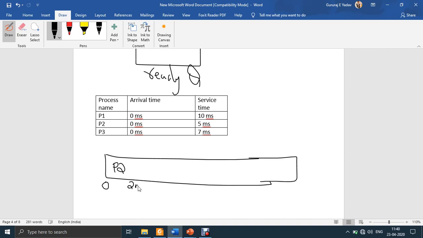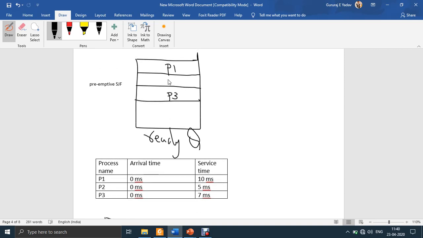So at 2 milliseconds, a new process is entering the ready queue. Which is that process? P4. So P4 is entering the ready queue at 2 milliseconds. That is, after the start of execution, after 2 milliseconds, one more process P4 is entering the ready queue. So then what will happen now?